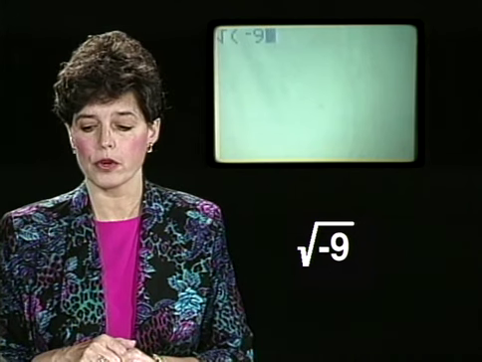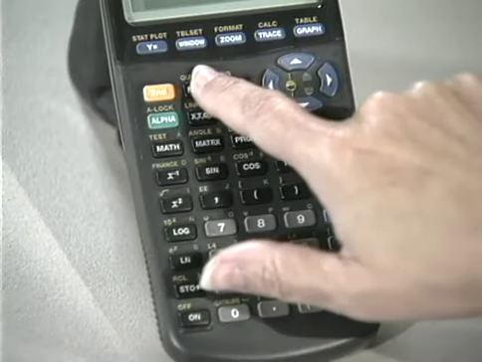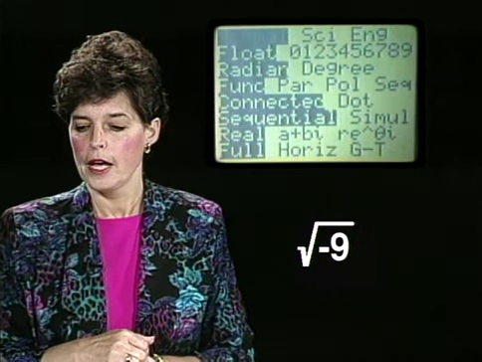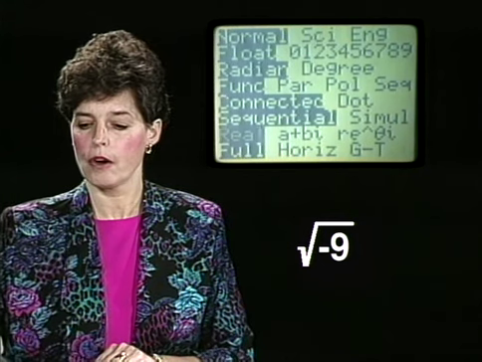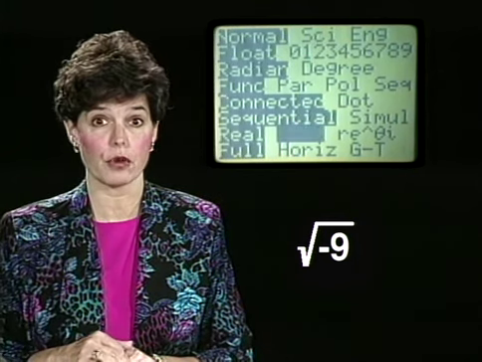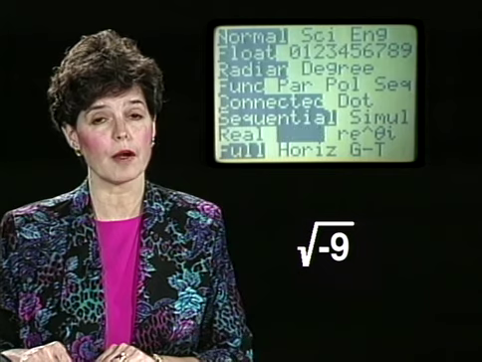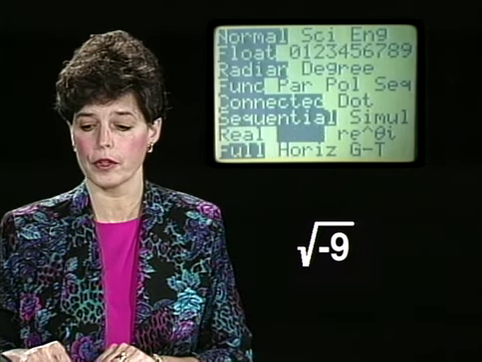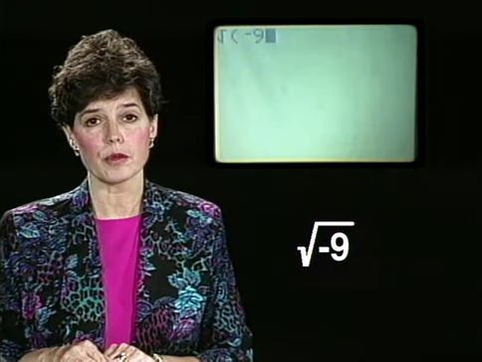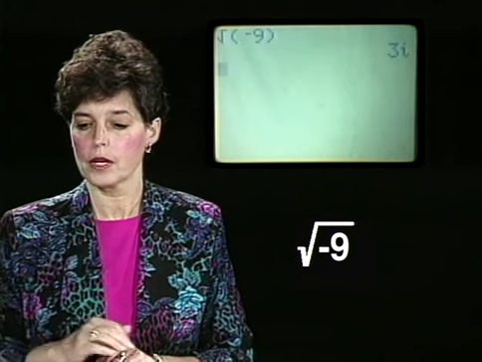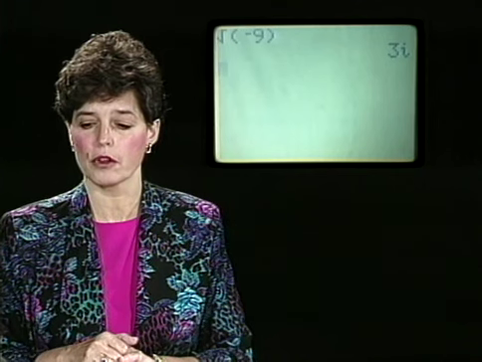In order to do that, I'm going to go into Mode. Mode is the key that's located right next to the second key, and I'm going to press it at this time. If I arrow down to the next to the bottom where it says Real, and then arrow over to A plus BI, which denotes complex numbers, press enter, and then go back to my home screen, I'm going to be able to deal with the problem that I had a moment ago. So go second, quit, to go back to your home screen, and now let's press enter and see what happens. It tells me that the answer is 3i, and for those of you that have dealt with imaginary numbers, you know this to be the correct answer.